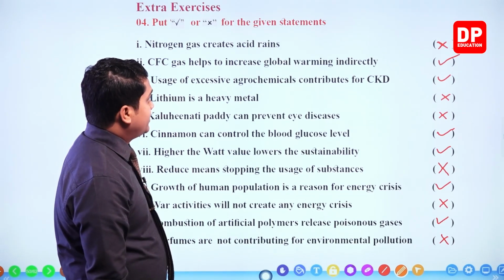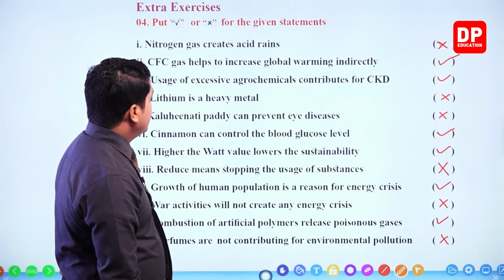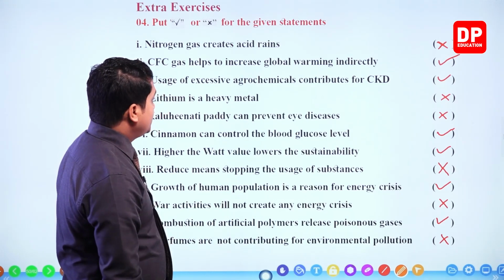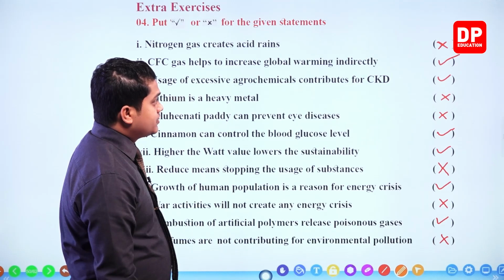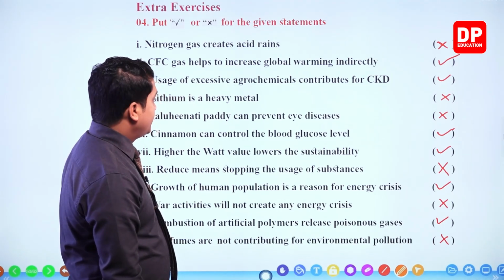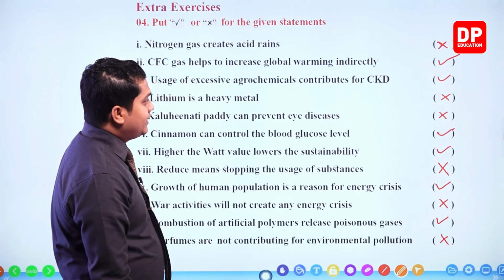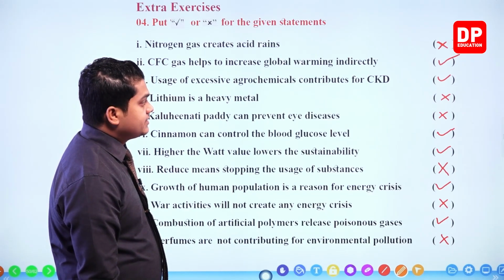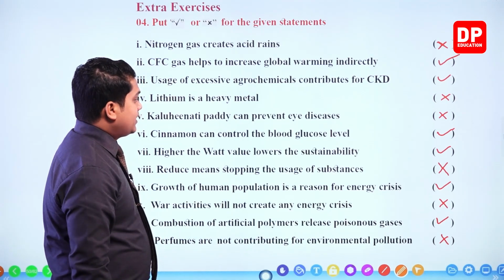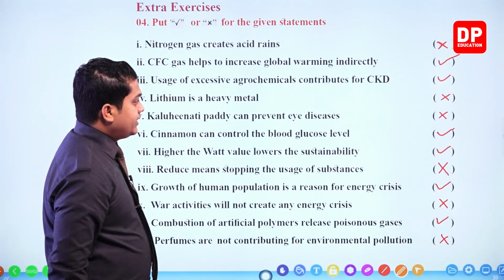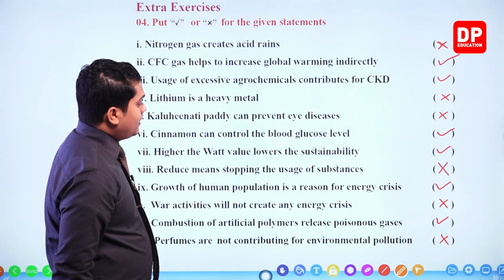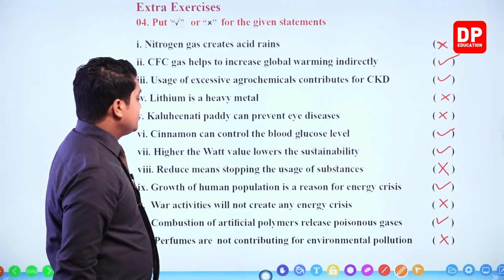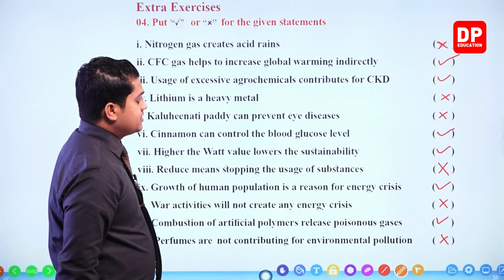So nitrogen gas create acid rain. Incorrect. CFC helps to increase the global warming indirectly. Correct. Usage of excessive agrochemicals contributes for CKD. Correct. Lithium is a heavy metal. Incorrect, my dear children. Kaluhinati paddy can prevent eye diseases. Incorrect. Cinnamon can control the blood glucose level. It is correct. Higher the watt value, lowers the sustainability. It is correct. Reduce means stopping the usage of substances.